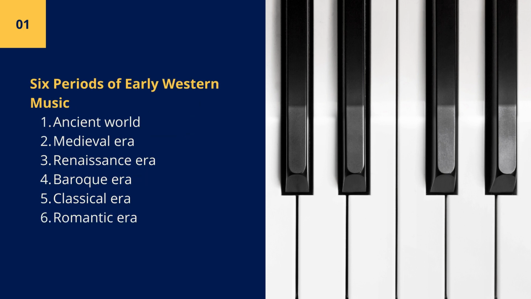Primarily, there are 6 eras in early Western music history, namely the Ancient World, Medieval Era, Renaissance Era, Baroque Era, Classical Era, and the Romantic Era. In this quarter, we will cover the 4 early periods of Western music, from the music of the Ancient World up to the Baroque Era.